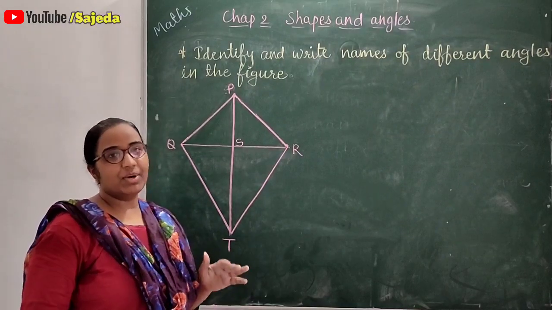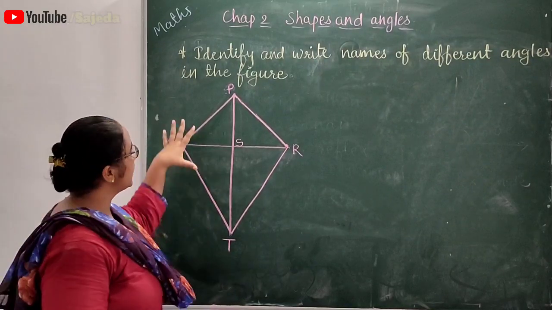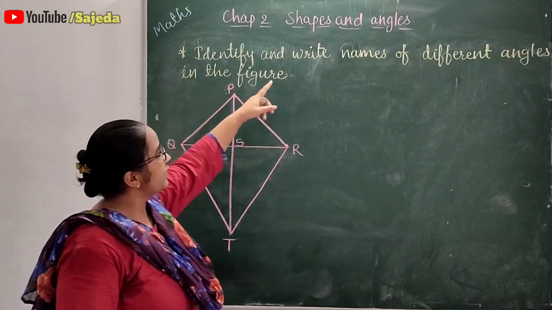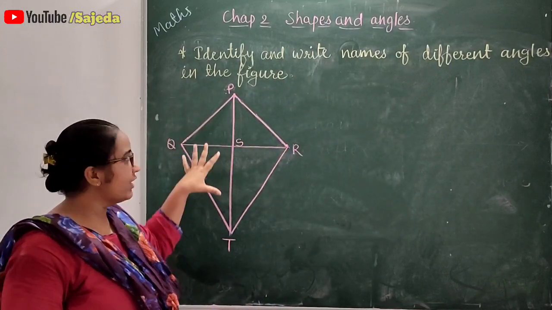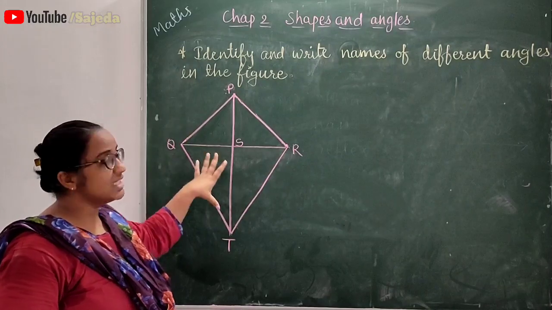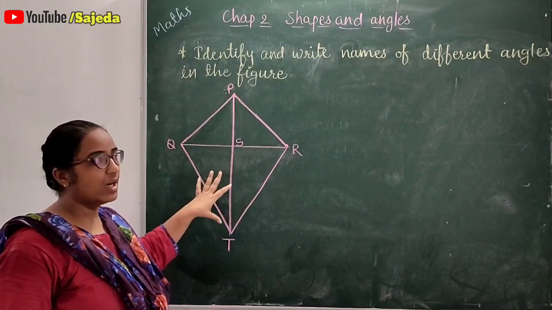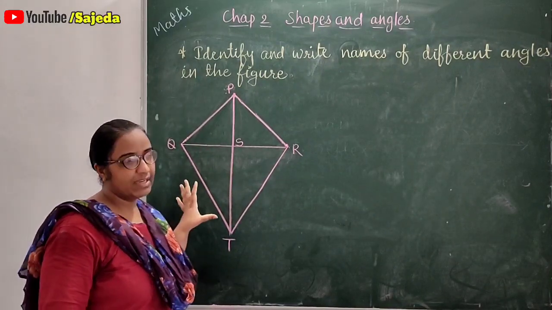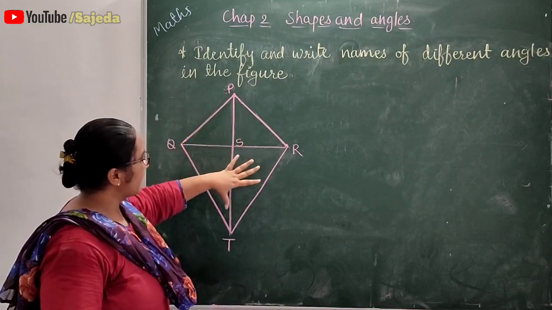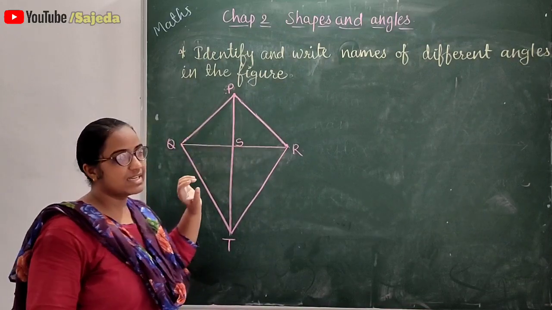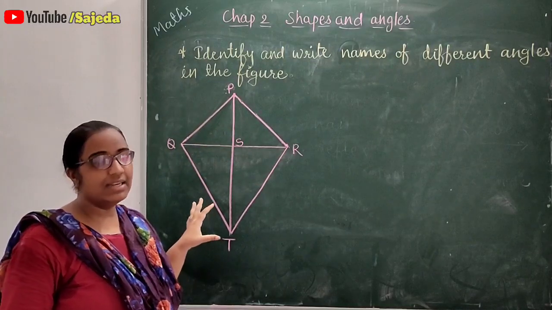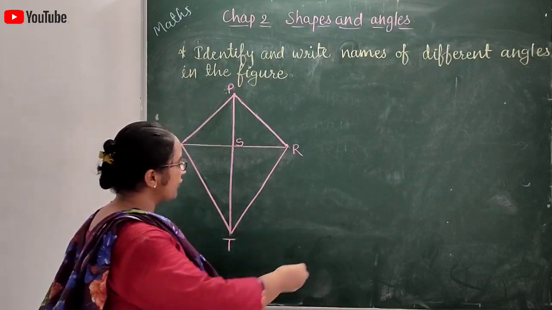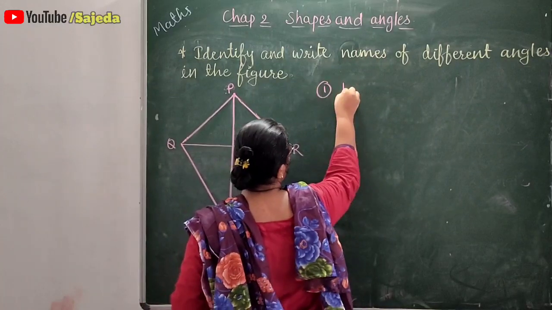Now we understood about different types of angles. Now here is the question: identify and write names of different angles in the figure. Here you have given one figure. From this figure you have to find out various types of angles, like how many right angles are there, how many straight angles are there, how many acute angles are there, and how many obtuse angles are there. So first we will identify and write right angles.